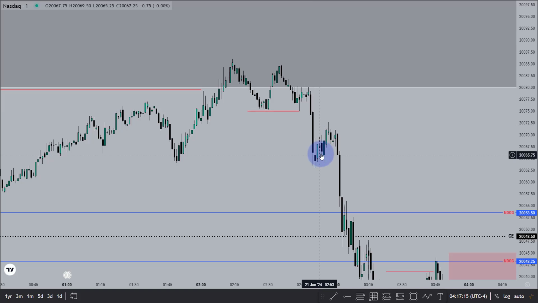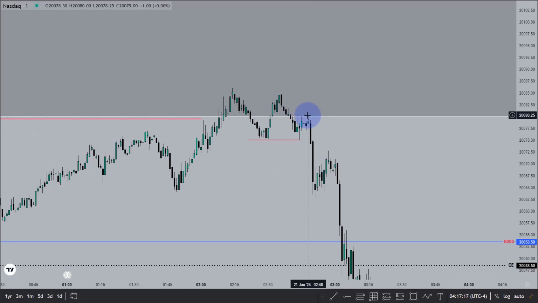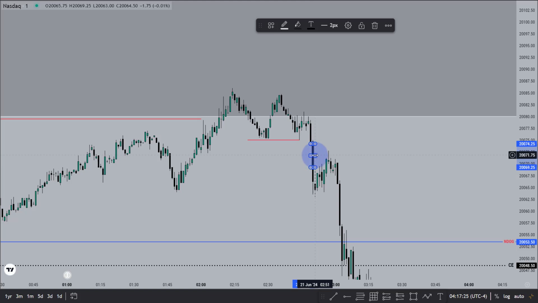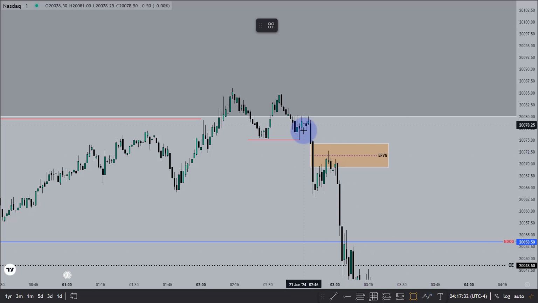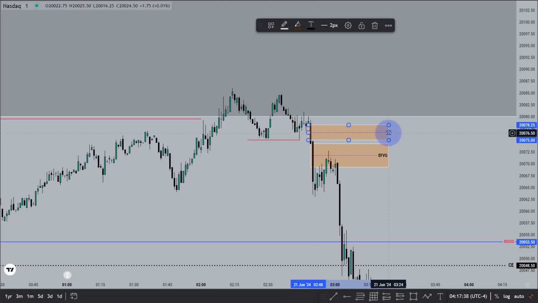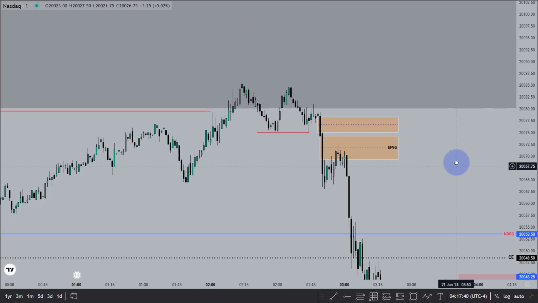How did the market shift? Tap to the hourly fair value gap low, took all the liquidity there, very nice displacement. Over there, what do you have? Around there, entry fair value gap. And here, sorry, here, this is your breakaway gap. Okay. So this is your breakaway gap.